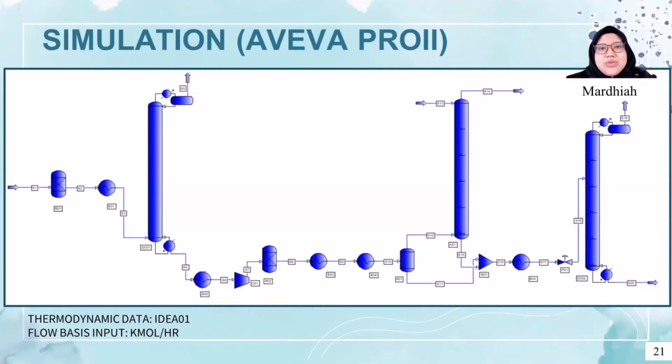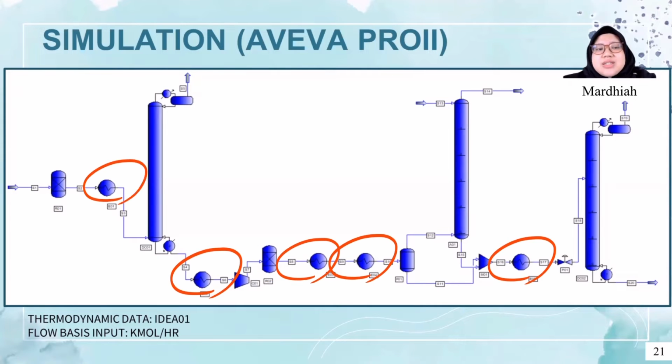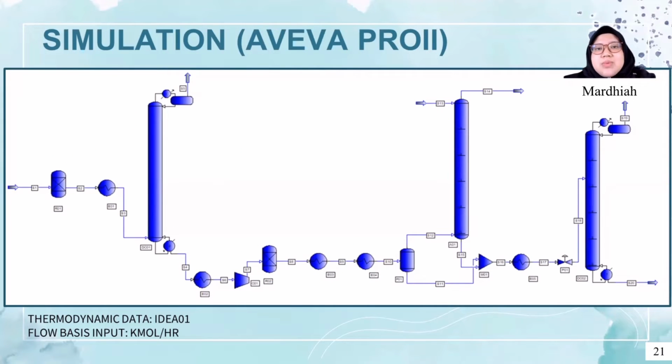Hi, I'm Nadia and I will explain about the simulation. So this figure shows the overall equipment used in AVEVA Pro 2. It consists of 14 equipment: 2 equilibrium reactors, 5 heat exchangers, 2 distillation columns, 1 compressor, 1 flash separator, 1 absorber, 1 mixer and 1 valve. The thermodynamic model used is ideal, and the flow basis input is in kmol per hour.